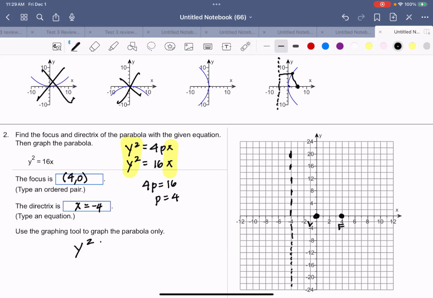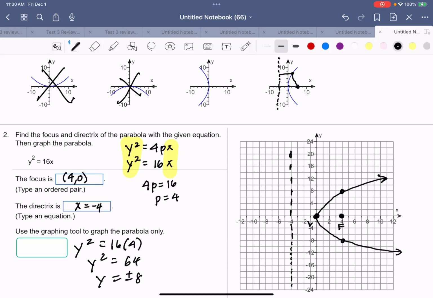So y squared is 16 times 4. Okay. And that means y squared is 64, and y is plus and minus 8. So plus 8 is right here. That's a point. And I believe that my math lab will, if you get that first point, spread it out for you. And this is at -8.